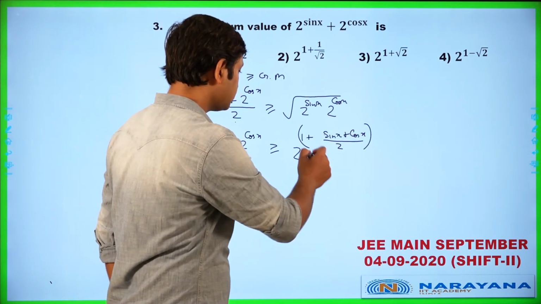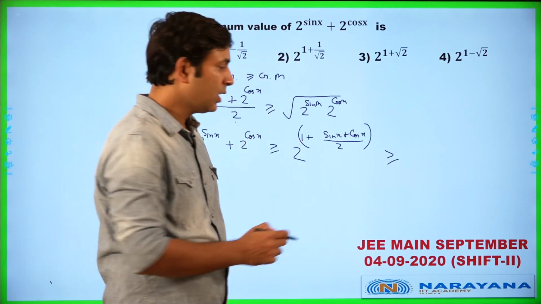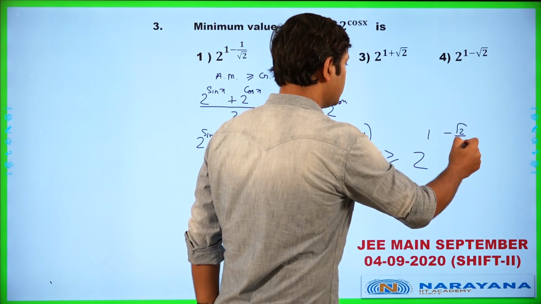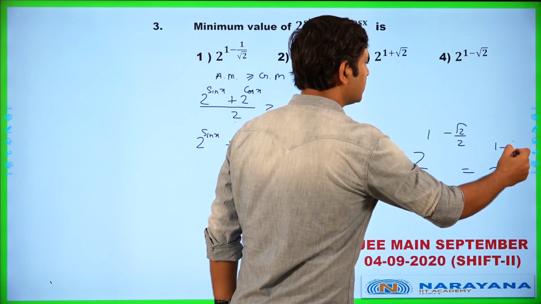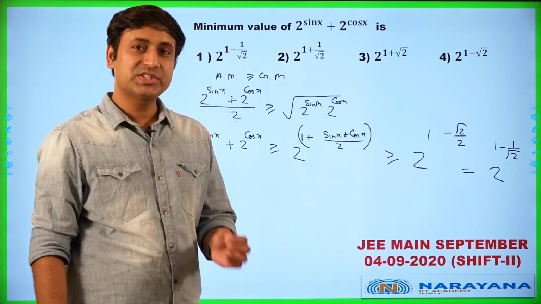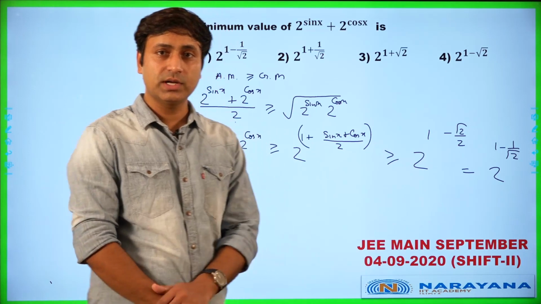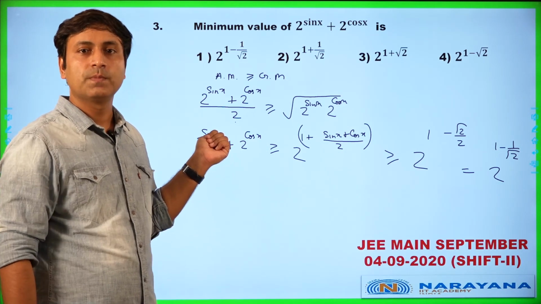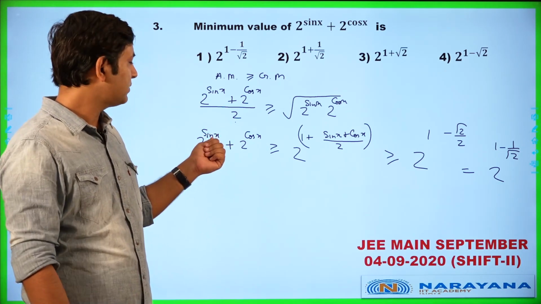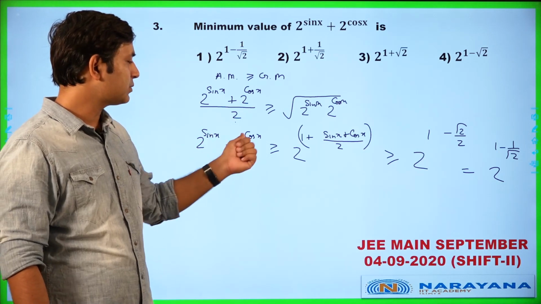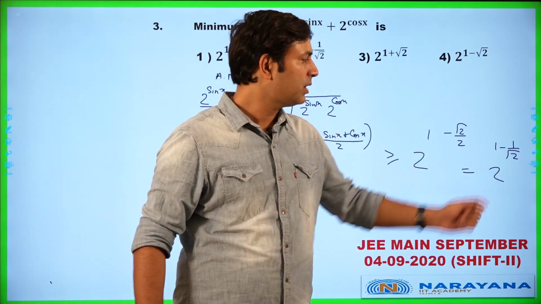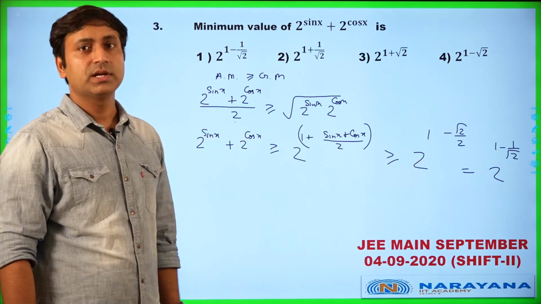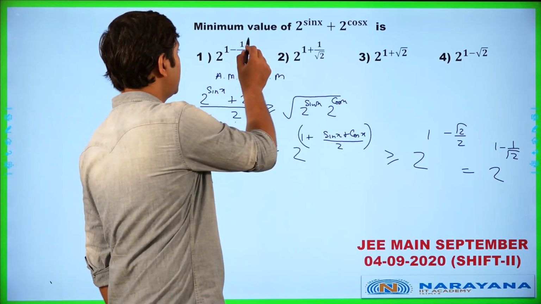Which means this number is greater than or equal to 2 to the power (1 minus root 2) upon 2, which is the same as 2 to the power 1 minus 1 by root 2. Now, we must check that this expression achieves that value for some value of x. So, we can take x is equal to 5 pi by 4, and 2 to the power sin x plus 2 to the power cos x will be equal to 2 to the power 1 minus 1 by root 2. In all other cases, this expression will be greater than that value, which means that must be the minimum value. We will mark that option.